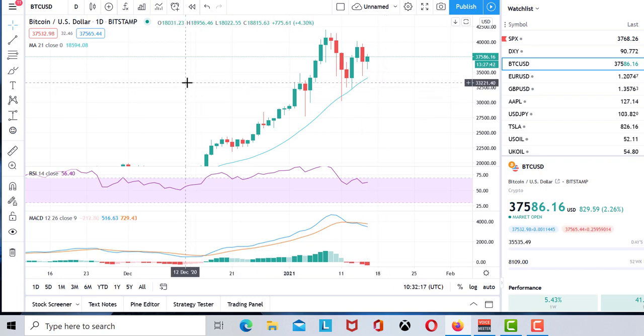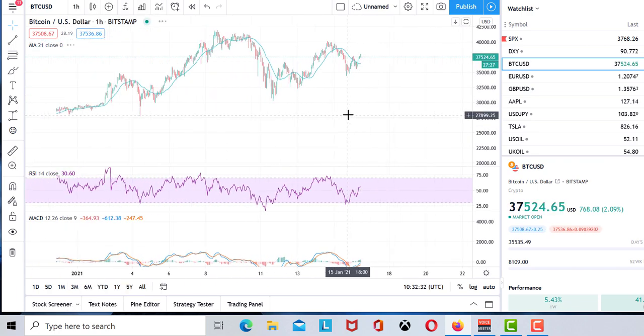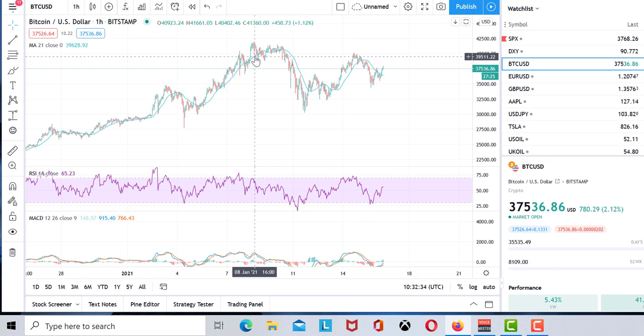The next chart that we should look at, when we want to check if it's a good moment to buy Bitcoin and we want to look at the short-term momentum, is the hourly chart. If we go into the hourly chart, you see that we topped around 8th of January. It was last Sunday, I think, and then we started going down.